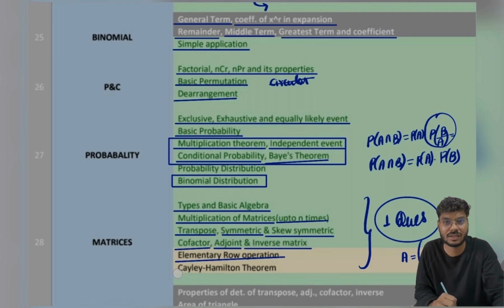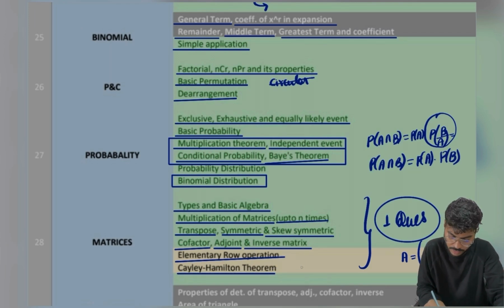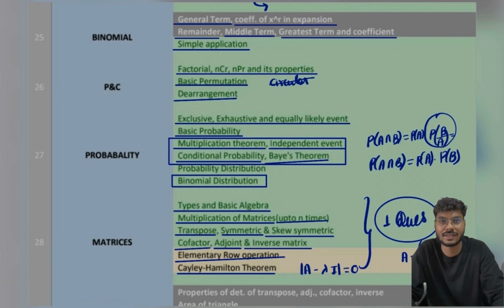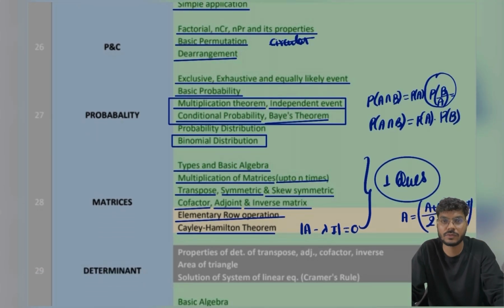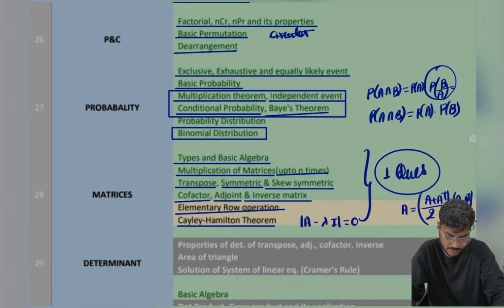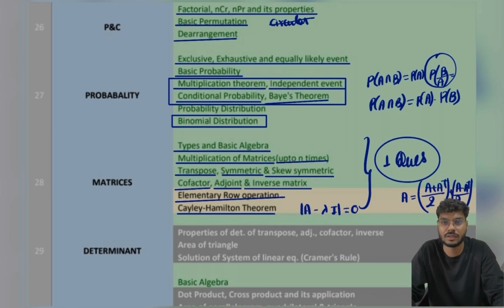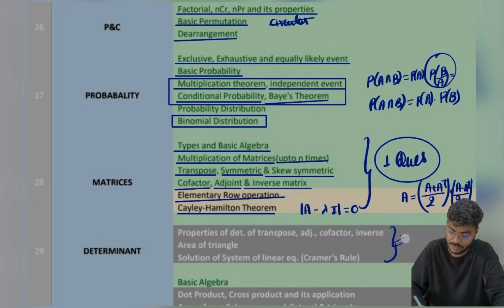No need to revise it. Cayley-Hamilton theorem. What is the Cayley-Hamilton theorem? From here eigenvalues we will get. So just revise the Cayley-Hamilton theorem also once again. Not too important from the JEE Main point of view, but you can revise it again. Determinant: extremely important and a very simple topic. From here you can grab the 4 marks.